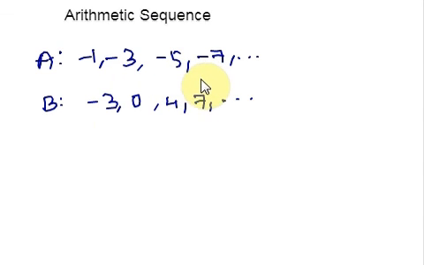On the other hand, if you check sequence B, you can say that this is not an arithmetic sequence. You can check by finding the differences. 0 minus 3 would be 3. 4 minus 0 is 4. 7 minus 4 is 3. The difference is changing. They are not the same. That is not constant. So there is no common difference among the pairs of consecutive terms in sequence B, and it will not be considered an arithmetic sequence. Are you getting this point?